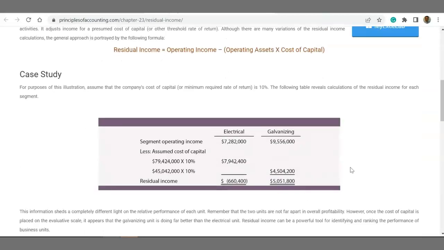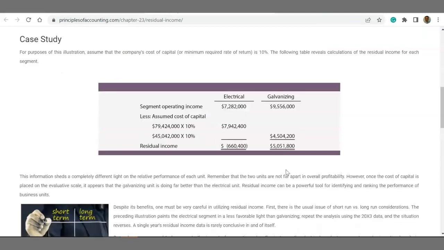So here we have a case study, which is good. We have two segments in the same business. One of them is the electrical segment, the other one is the galvanizing segment. The operating income from the electrical division is 7.2 million. The operating income from galvanizing is 9.5 million.